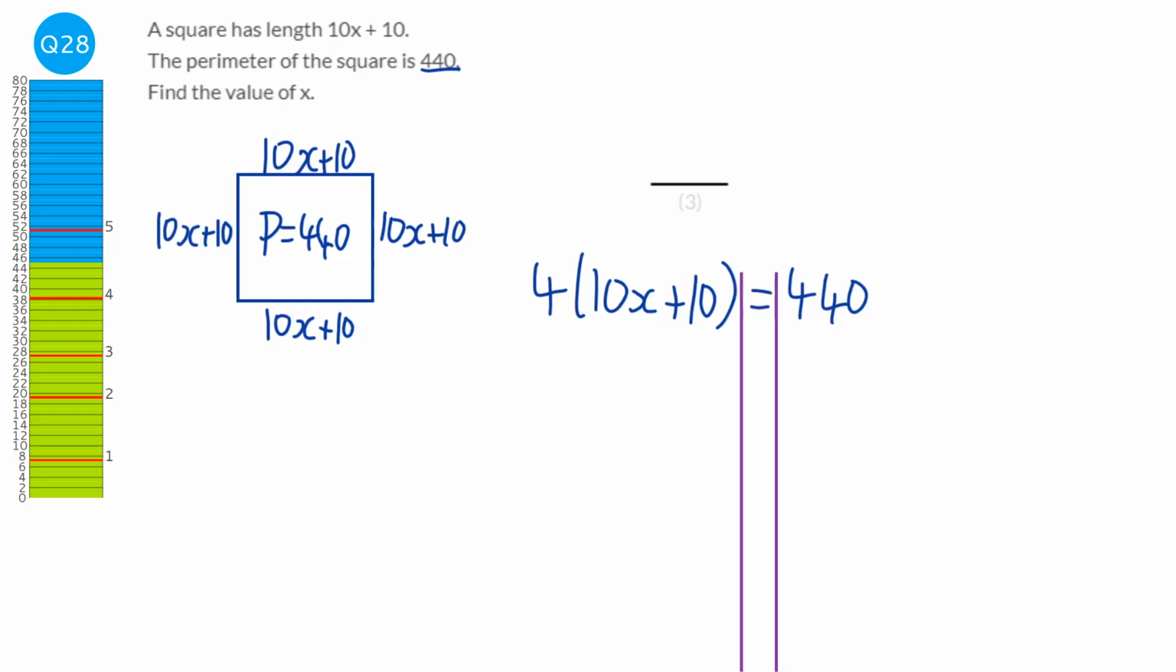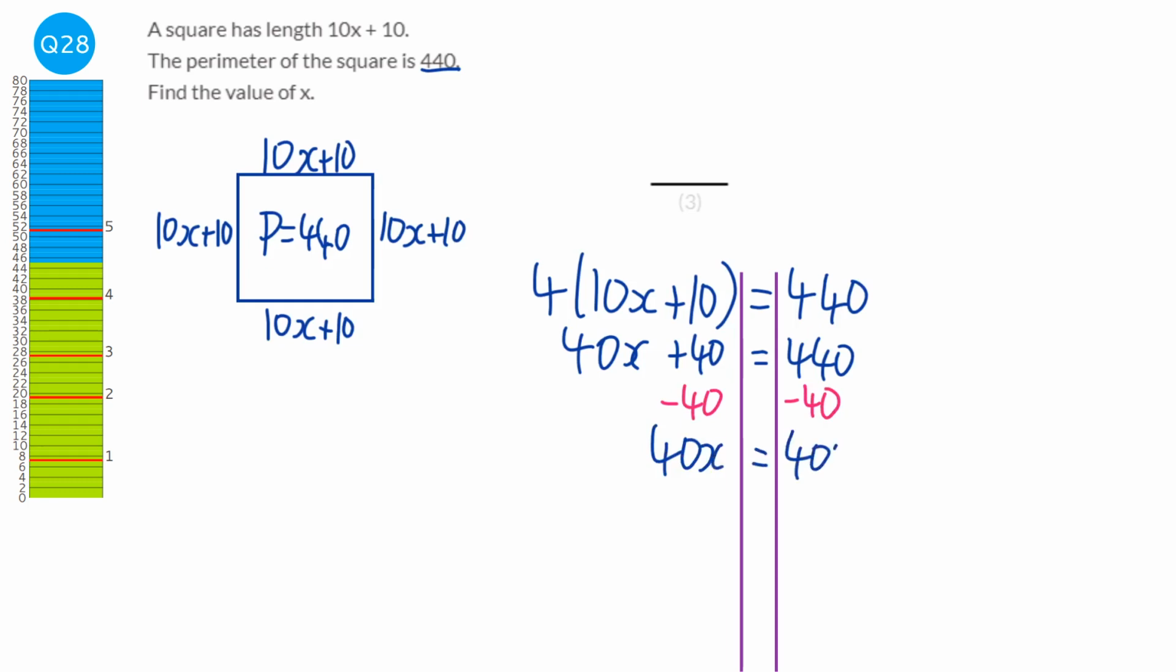So put our equals lines in because we're going to solve, and we're just going to start by expanding the brackets. So that'll be 40x plus 40 equals 440. Then we're going to get rid of the plus 40 first, so take away 40 both sides. And so that would be 40x equals 400. And then we get rid of the 40 before the x, so we divide both sides by 40. And we've got x equals 10. So our answer is 10.